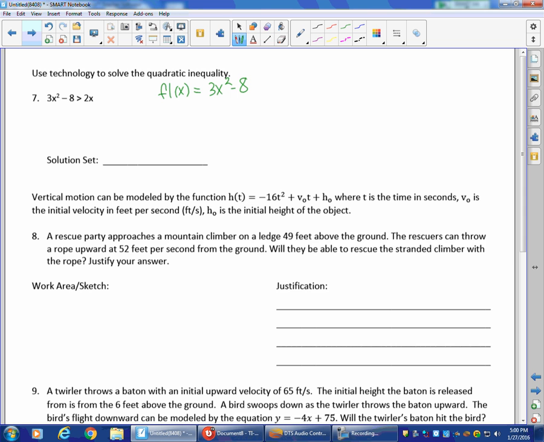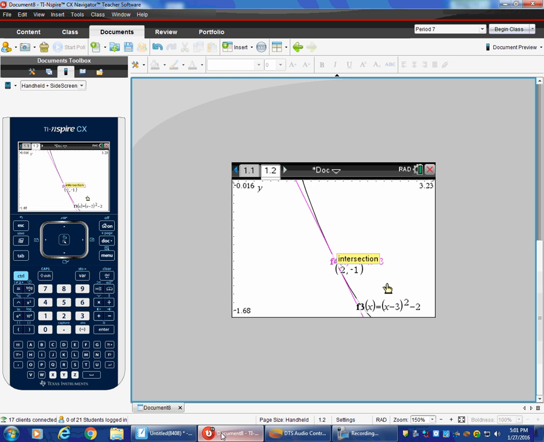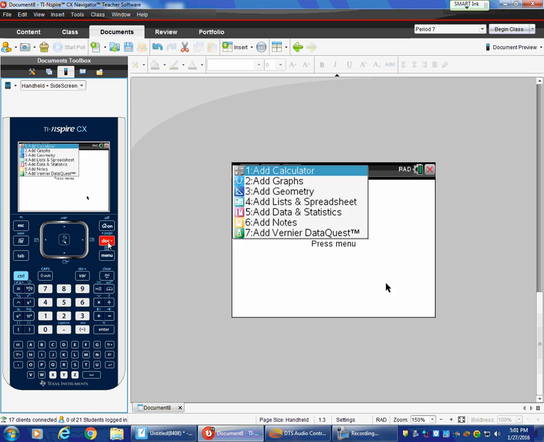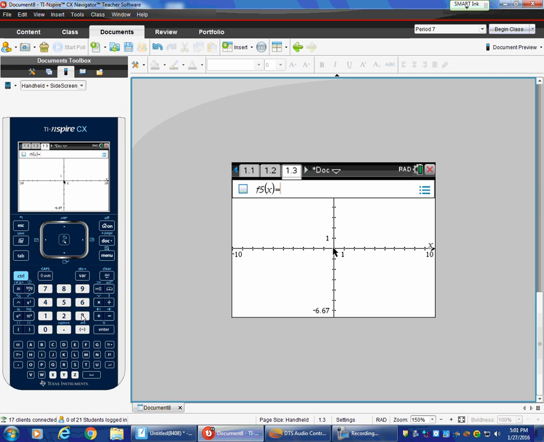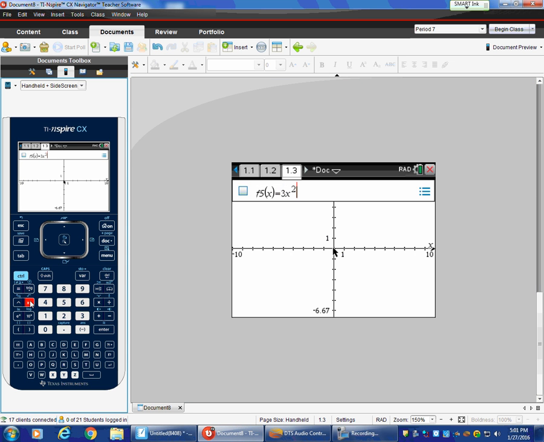What I'm going to do afterwards is I'm going to press tab, and delete the equal sign. And then I want to graph y is greater than 2x. So now I'm using the right side of the inequality. So we know how it's set up. Let's go do it. So I'm going to make a new page. We had 3x squared, subtract 8.